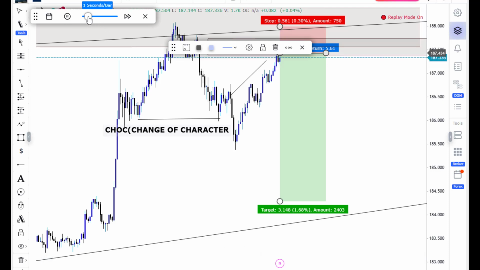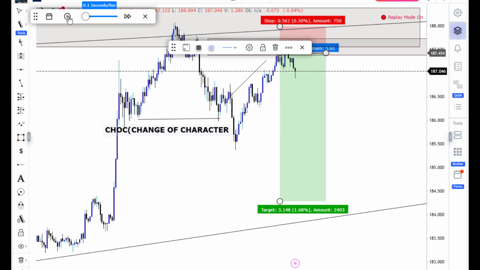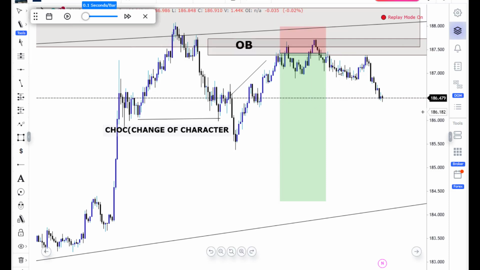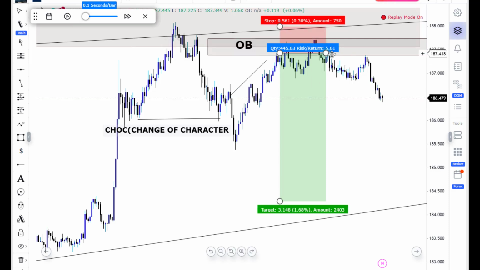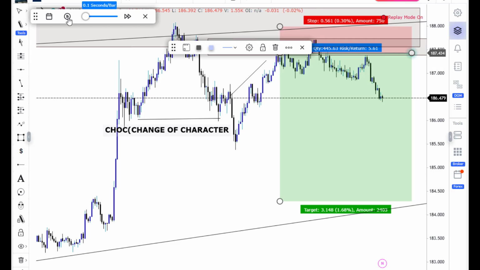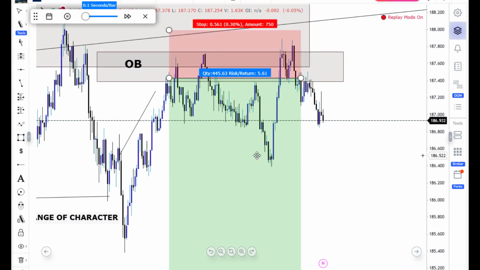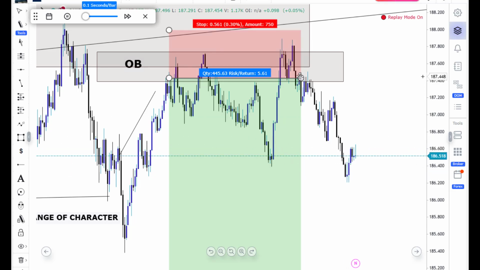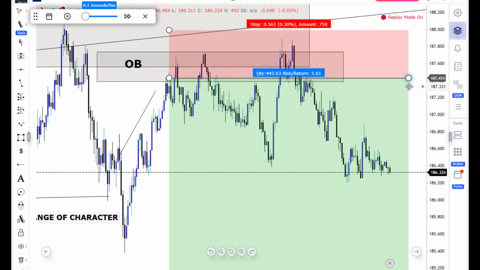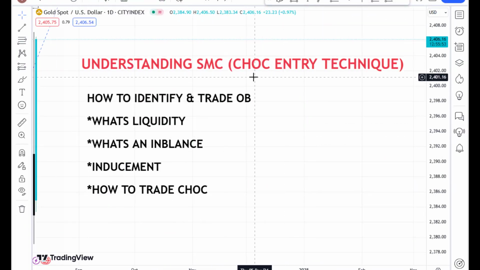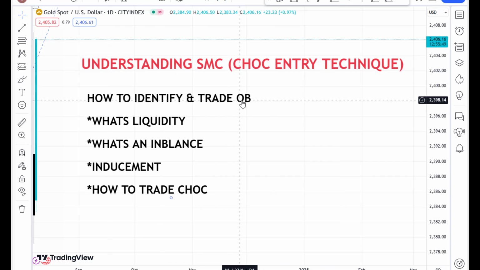In these situations we usually tend to take our trades and we can end up having very high risk to reward ratio trades. So we are going to be talking about this in this video, and I'll be sharing with you guys how to trade using this particular confirmation technique, where you can catch very good, high risk to reward ratio trades in the forex market or whatever type of market you trade. So we are going to understand how to use this change of character entry technique, and how to identify and trade order blocks.